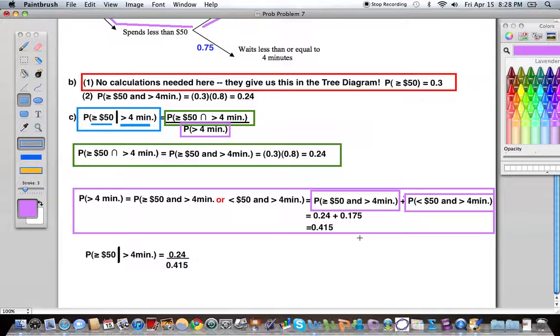Now we just plug what we found in green and purple into our equation for our conditional probability. So the probability that they spend $50 or more given they waited more than 4 minutes is 24 hundredths divided by 415 thousandths. I trust that y'all can handle this on your own to find what that comes out to. Just pop it into your calculator and see what you get.